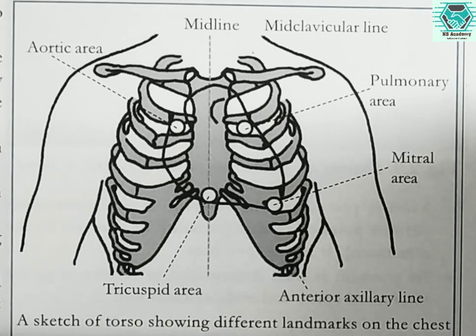Today I will discuss a sketch of a torso showing different landmarks on the chest. Now what are the things we should know, like the intercostal spaces. So the second rib joins with the sternum.